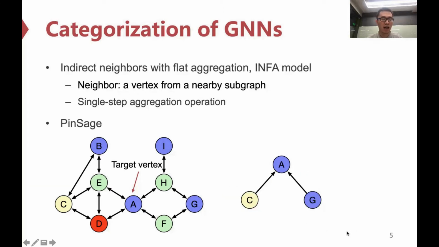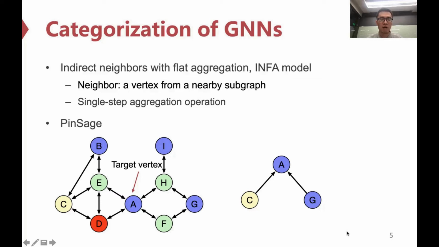The second class is the INFA model, indirect labels with flat aggregation. For INFA models, a label of a vertex can be a vertex from a nearby subgraph instead of its actual one-hop label. Similar to the DNFA model, neighborhood information is gathered in a flat manner. For example, PinSage is an INFA model. It has a similar architecture to GCN.